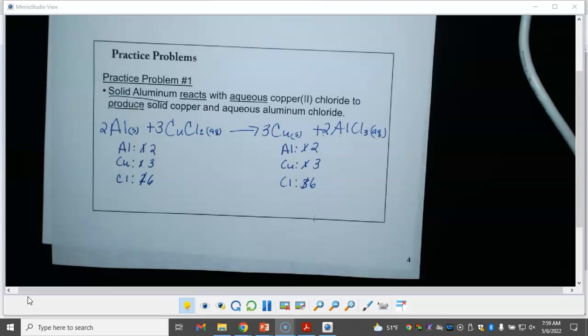And we always want our coefficients to be the lowest possible numbers, okay? So if you put coefficients in, let's say you put 4, 6, and 4. If you can divide all of those by 2 and still have the equation balanced, you need to do that, okay? Coefficients should be as low as possible.